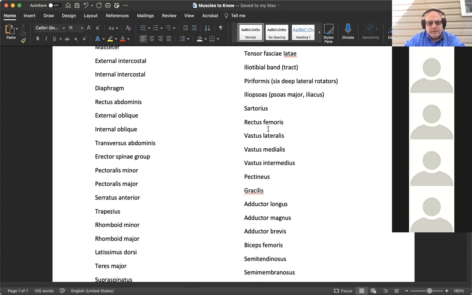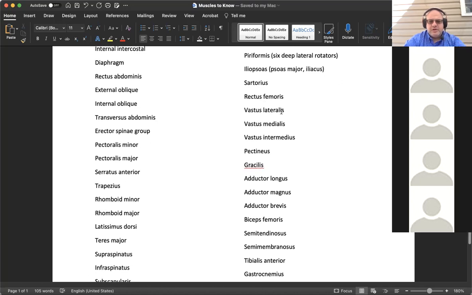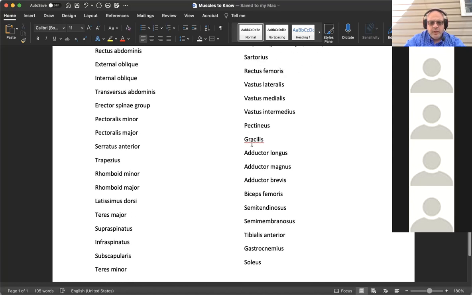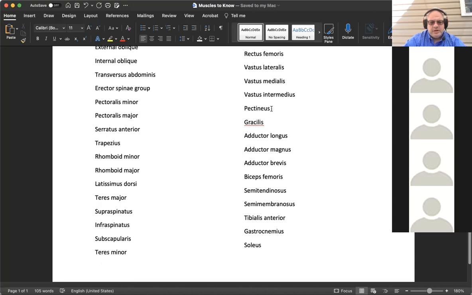Getting into the thigh, we've got sartorius, rectus femoris, vastus lateralis, medialis, intermedius. Those are your quadriceps right there. The quadriceps muscle are the rectus and the 3 vastus. Pectineus, I'll probably cut off, but pectineus and the adductors, just know those as the adductor group. You've got these large muscles on the medial part of the thigh that attach the femur to the pelvis, and they do just what they say, they adduct. Gracilis is an adductor as well. It's a very long, skinny one.